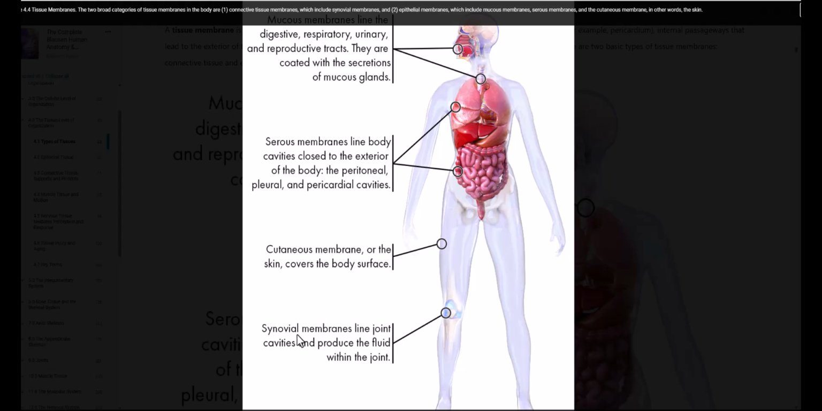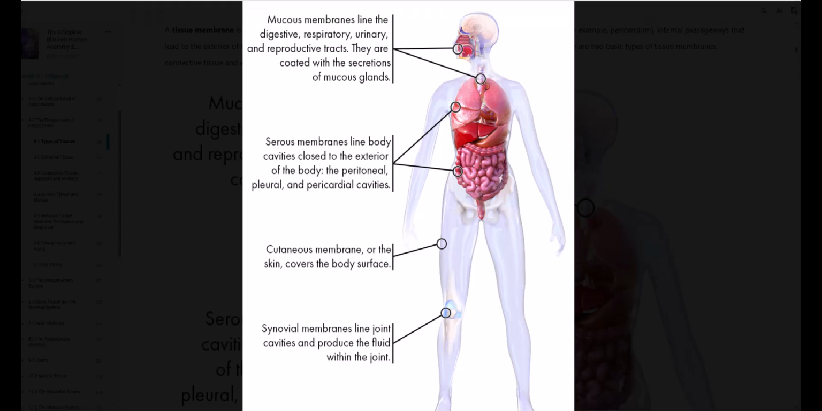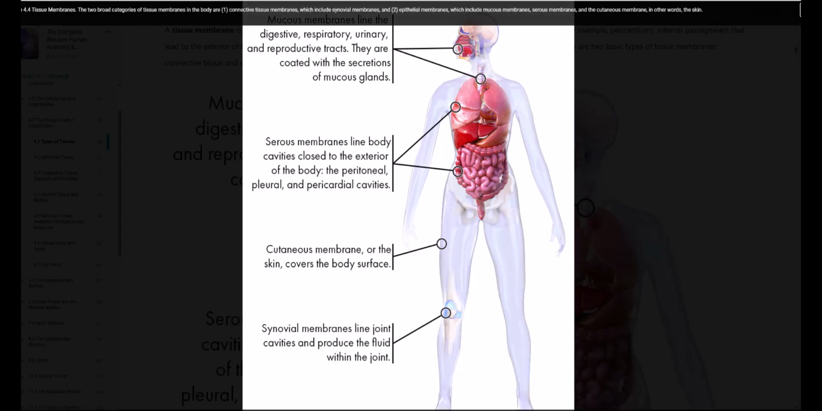And then finally, there's synovial membranes. We'll pick this story up again in the joint chapter later on, but synovial membranes are lining and covering most of the joints in your body. They are producing a fluid that is both lubricating and protective to your joint spaces. We will see them again in the future. So know your 4 different types of membranes: serous, mucous, cutaneous, and synovial.